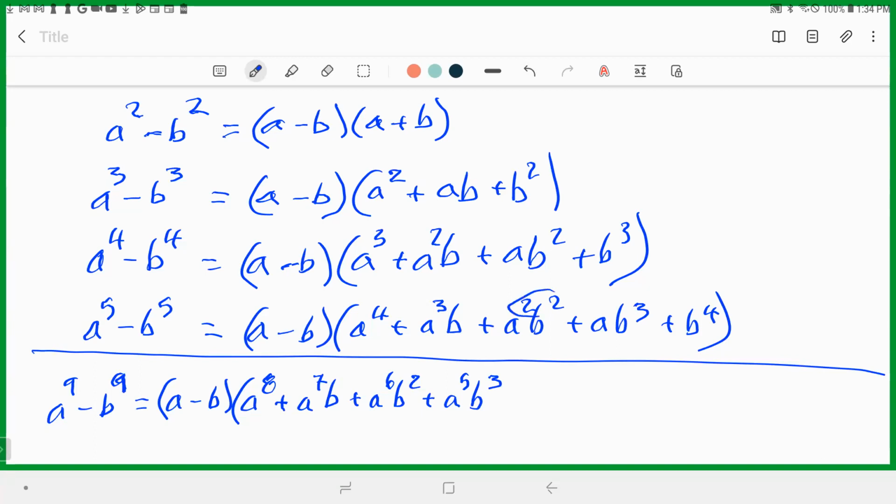Here, the powers are always adding up to 4. Here, the powers are always adding up to 3. Here, the powers are always adding up to 2. Something like that. This continues to fall. So we'll get plus a to the 4th power, b to the 4th power, plus a cubed, b to the 5th power, plus a squared, b to the 6th power, plus a, b to the 7th power, plus b to the 8th power, and that's it. Get me?